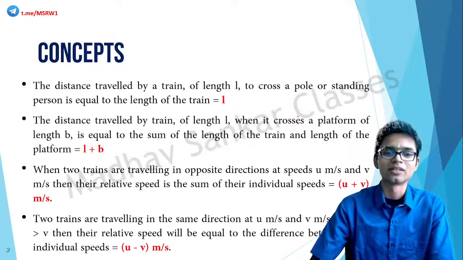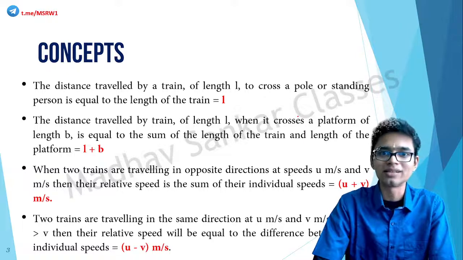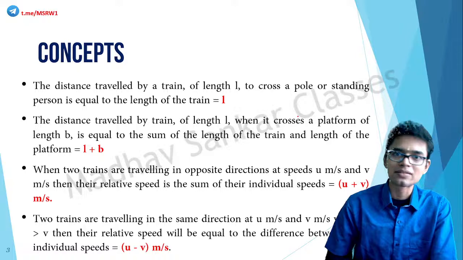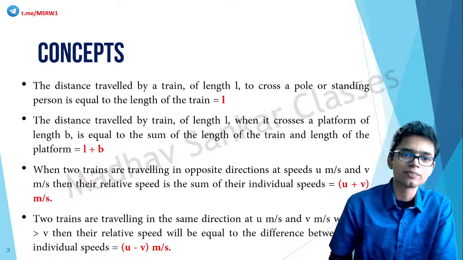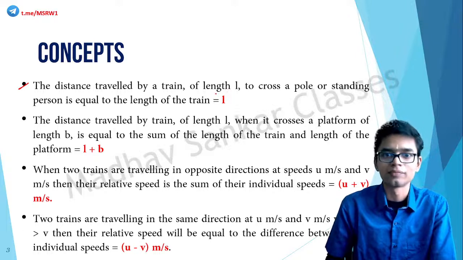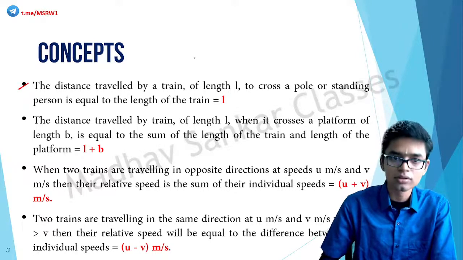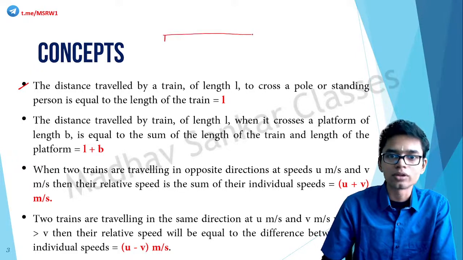Before we move on to the questions, you have to understand some basic concepts. Let's go through them one by one. First one, the distance traveled by a train of length L. You have a train, and the total length of this train is L.